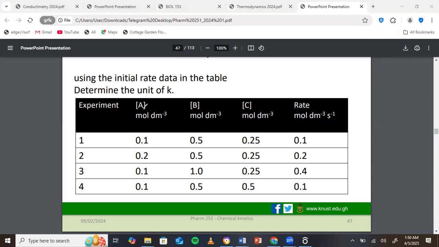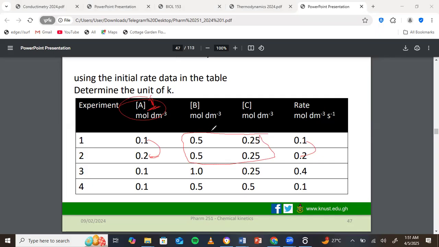For us to determine how the rate varies with respect to A, we have to make sure the other two are constant. So in equation 1 and 2, you realize that these two are constants. Now, when you multiply A by 2, from 0.1 to 0.2, the rate also multiplies by 2. That means it is first order with respect to the first reactant.